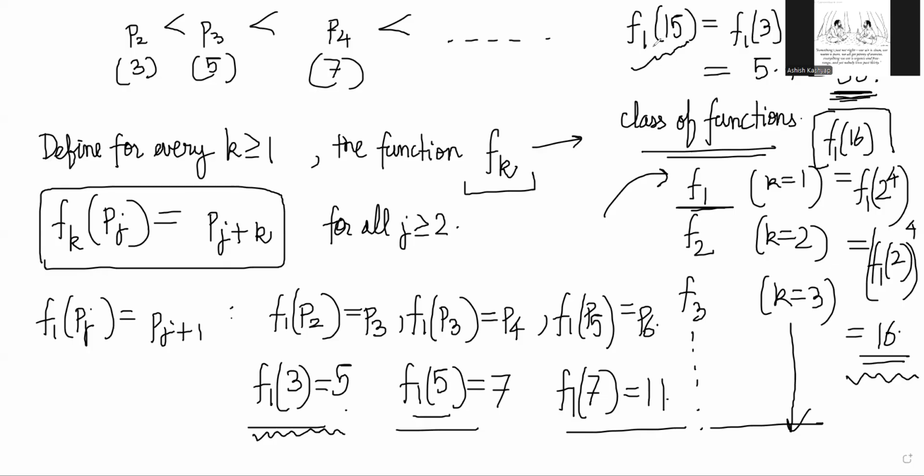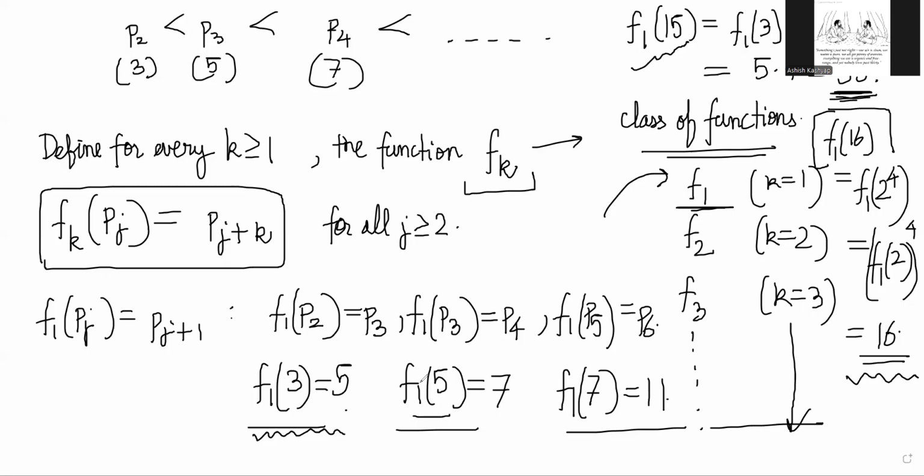And clearly, this is not an increasing function. But definitely f₁ is a valid function. Because we know the values of f₁ at all the prime numbers, we can actually find the value of f₁ for every natural number, right?